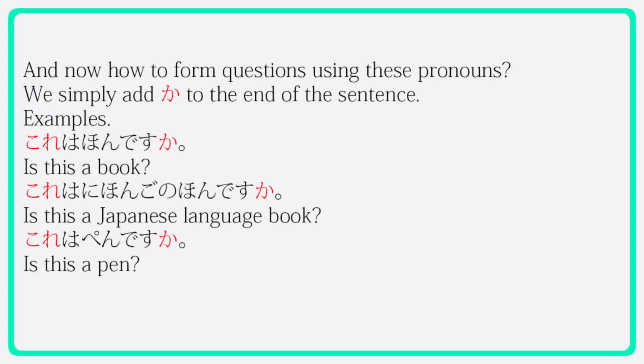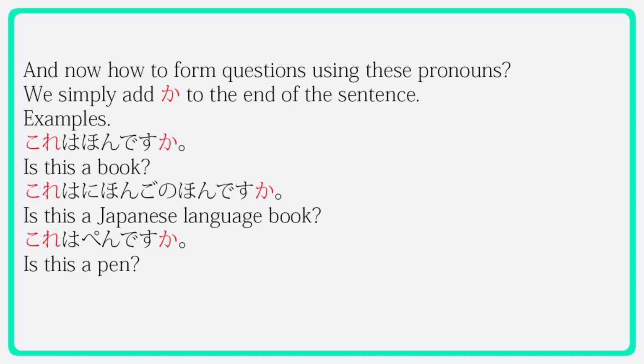And now, how to form questions using these pronouns. We simply add ka to the end of the sentence. Examples. Kore wa hon desu ka? Is this a book? Kore wa nihongo no hon desu ka? Is this a Japanese language book?